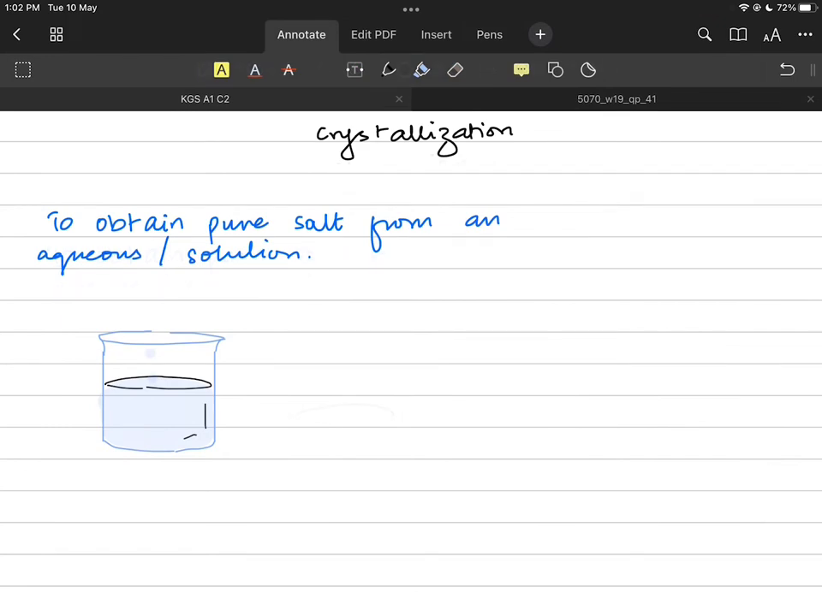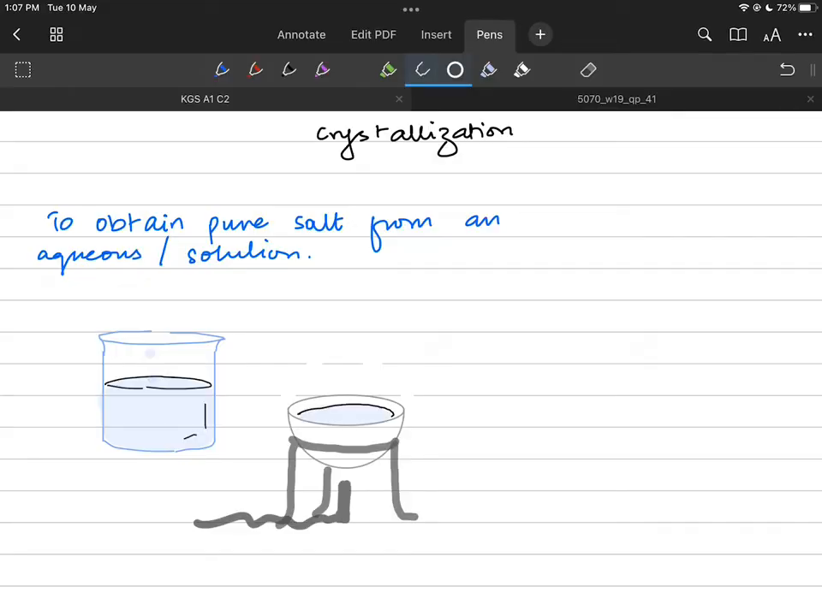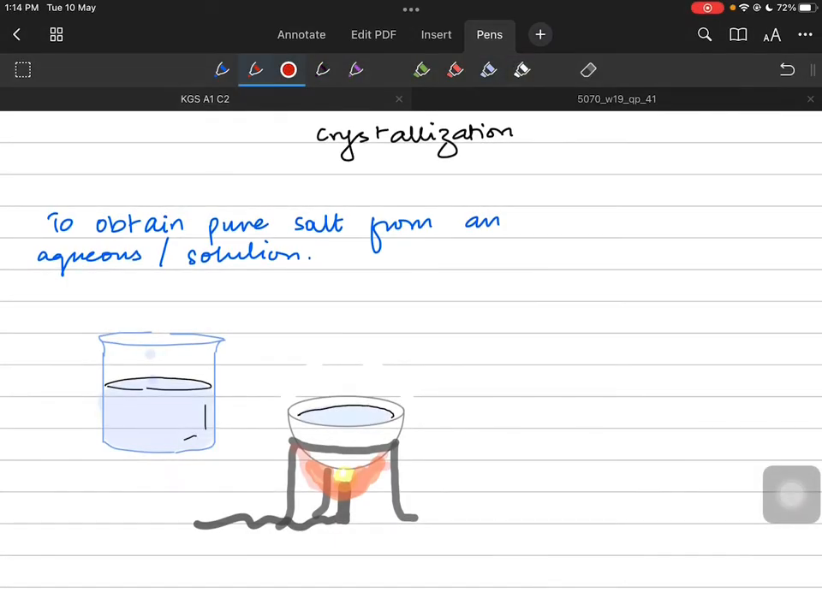You need a china dish where you add the solution and you strongly heat it. You heat it to a very specific point which is known as the saturation point, because when you heat the solution, some of the solvent obviously vaporizes, and it reaches a saturation point.